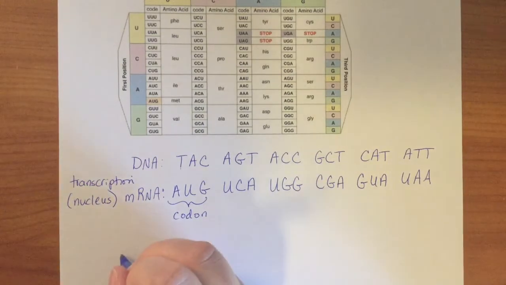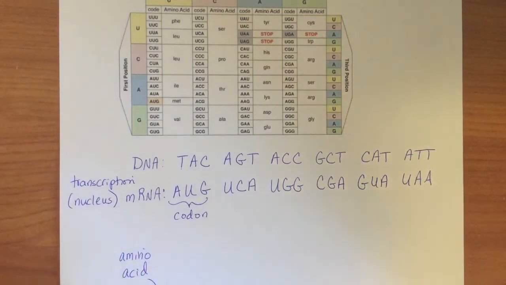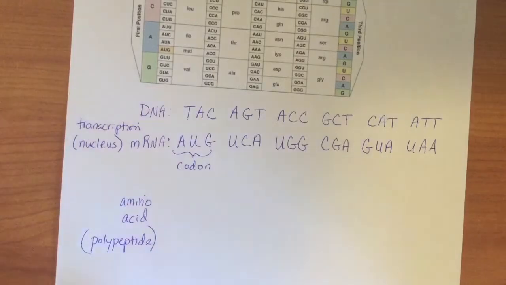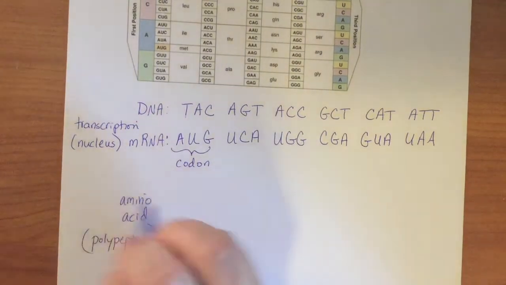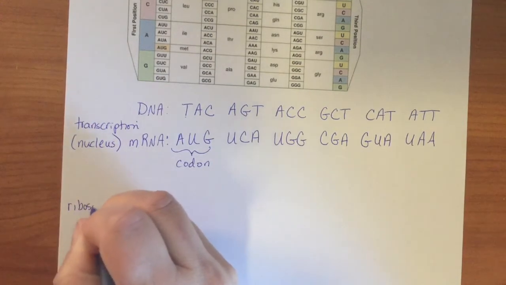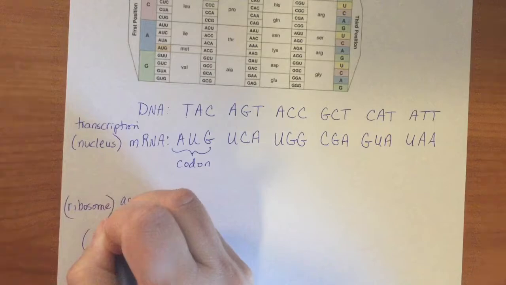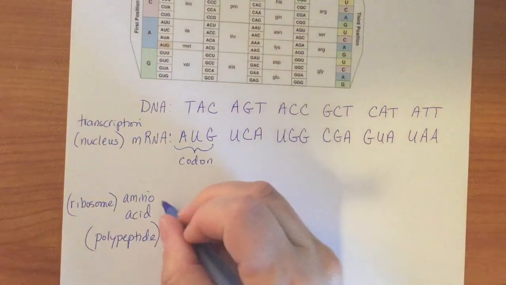So our last step here is to build our amino acid chain. Sometimes this is called a polypeptide. Peptide bonds are what hold amino acids together. And I would be building this not in the nucleus now, but now I would be constructing my amino acid chain, which will eventually become a protein inside the ribosome.